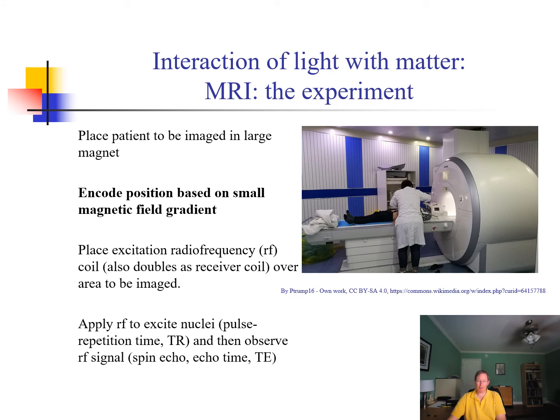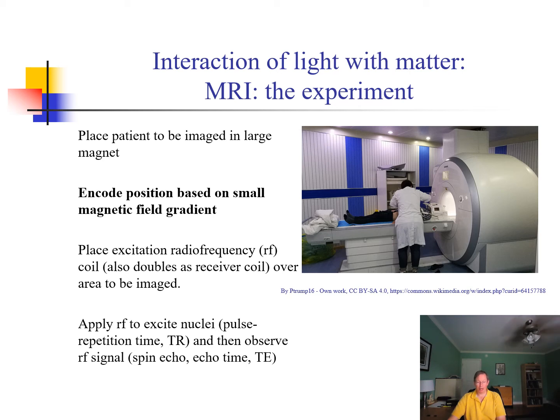So my experiment is that I place the patient into a large bore magnet, and I place over the area that I'm going to image, in this particular picture over the head, a radiofrequency coil. That coil allows me to send out a pulse of radiofrequency radiation that will excite those spin states, and then I turn it off and I listen. It's actually the detector also.